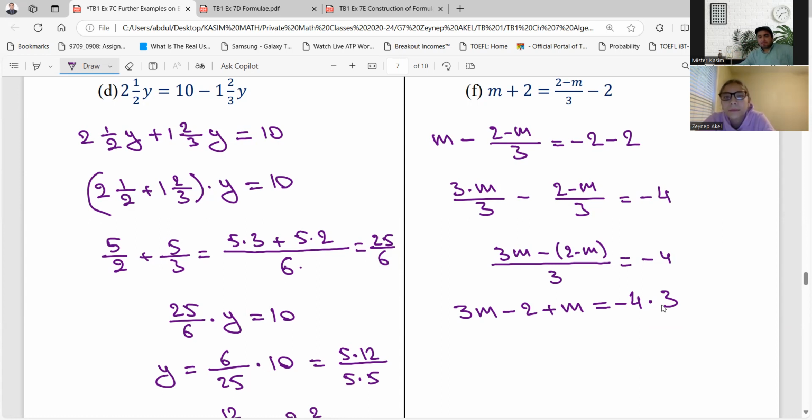Yes, I'm just looking. Can I write this question down? Yeah. Let's finish this, I want one more step left. Okay. 3m plus m is 4m, right? And negative 4 times 3 is negative 12. And move negative 2 to the right-hand side, it is plus 2. And you know how to finish this. Okay, write it down. I'll just bring a glass of water, okay?